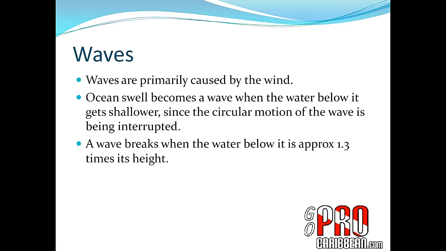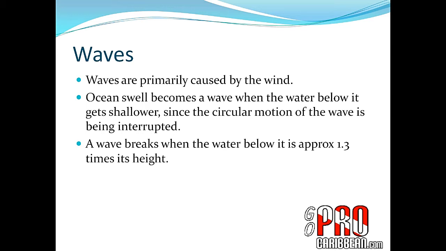Waves are primarily caused by the wind, is what we now know. Ocean swell becomes a wave when the water below it gets shallower, since the circular motion of the wave is being disrupted. What you want to do is think about that circle that we saw inside the wave in the video, and see that the bottom of the circle actually went below the wave, and that is when a wave breaks, when the water below the wave is only 1.3 times its height.